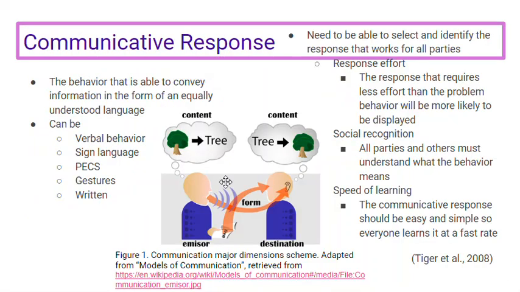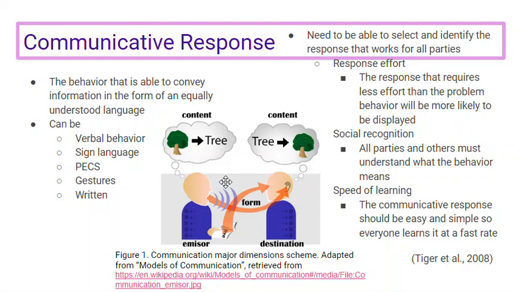The communicative response is the behavior that is able to convey information in the form of equally understood language. This could be verbal behavior with normal talking, sign language with motor behavior, a picture exchange communication system or PECS, body gestures and hand gestures. This could be written behavior with texts or other forms of written language. But one thing that needs to be considered is that they all need to be able to be selected and responsive.